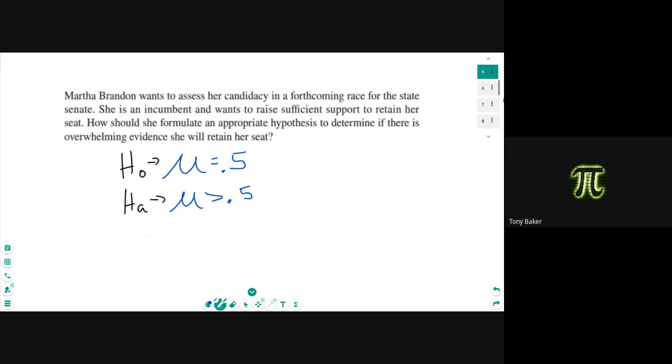So the null hypothesis and the alternate hypothesis will always use the exact same number. One's going to be equals, and then the other one's going to be less than, greater than, or not equals. But the null hypothesis always equals. What made it bigger than? Because she wants to determine if there's overwhelming evidence that she will retain her seat, which means she would need more than 50% of the vote. Most situations, they're going to give you some numbers in the problem. I like this problem specifically because it tricks you into thinking the null hypothesis is greater than and not equal to.